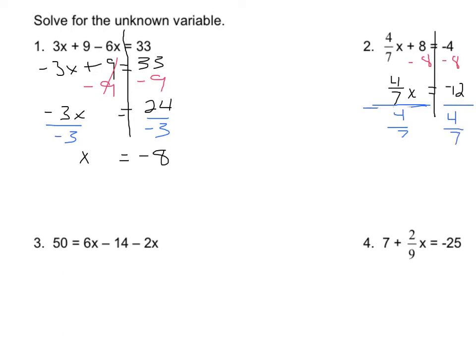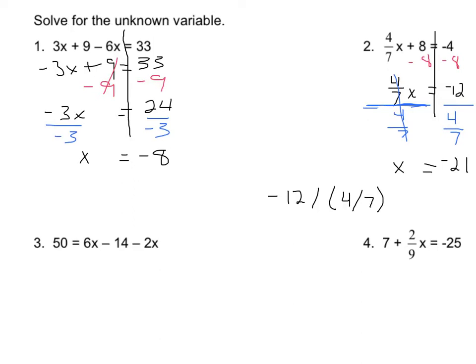Okay, so 4/7 divided by 4/7 is 1, so I'm left with 1x equals, and then negative 12 divided by 4/7 is going to give you negative 21. Now in your calculator, you would type negative 12 divided by parentheses 4/7. Alright, the parentheses are very important in your calculator work on this one.